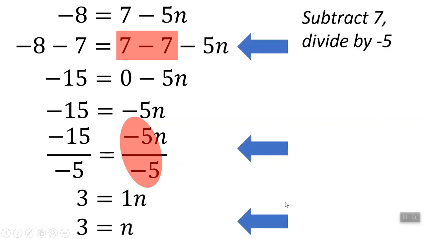These are the 3 steps you'd need to show for most teachers. The subtracting 7, dividing by negative 5, and then your final answer.